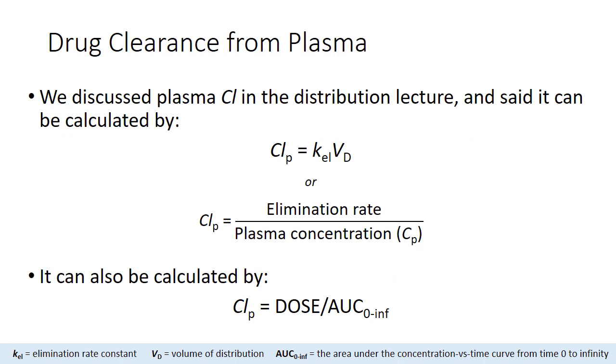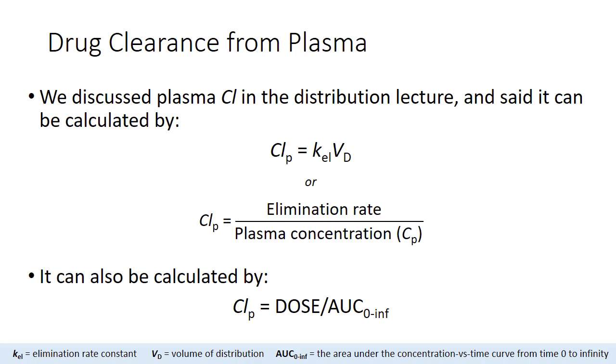So we discussed plasma clearance in the distribution lecture, and said it can be calculated by this: clearance of plasma equals the KEL times the volume of distribution. Now, you weren't really responsible for that at the time. Or clearance of plasma can be calculated by the elimination rate divided by the plasma concentration. One thing you might see more often, though, is calculation of plasma clearance by taking the dose and dividing it by the AUC. Okay, dose divided by AUC.